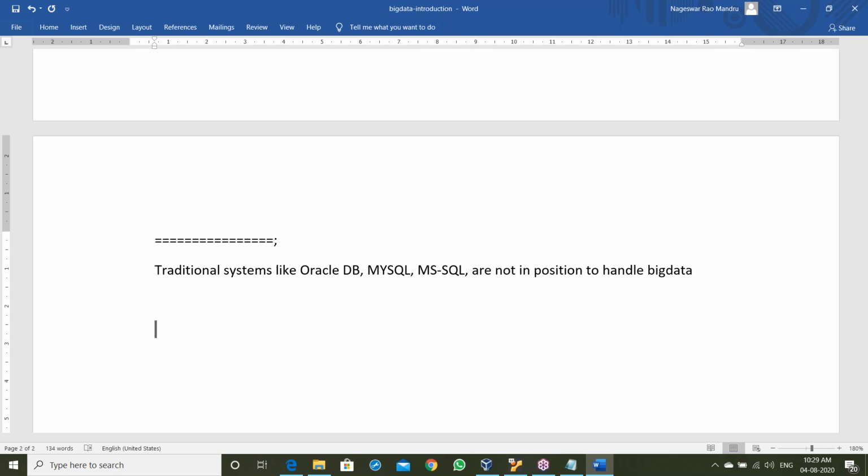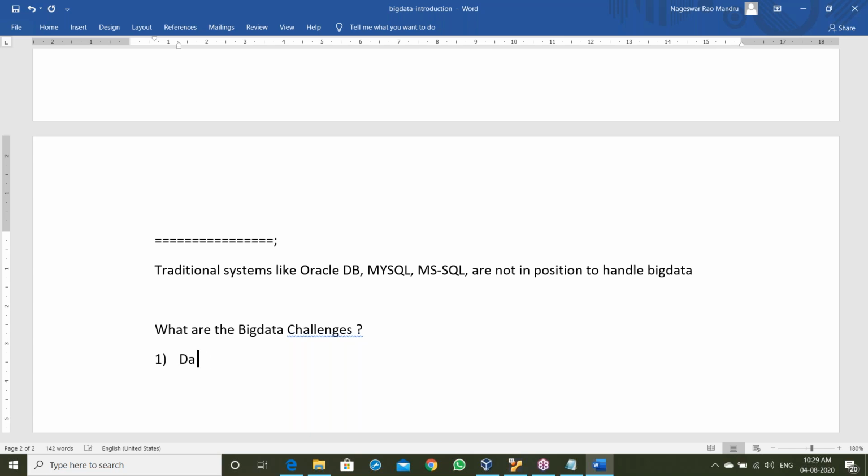So first, let us see what the big data challenges are. There are so many challenges from big data. We'll see the main challenges.